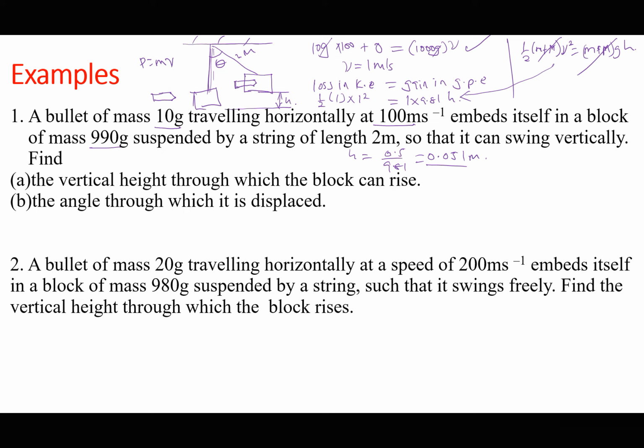So if h is 0.051 meters, then I can use a simple triangle here. So I have the vertical here, I have this line here, and then I have this.